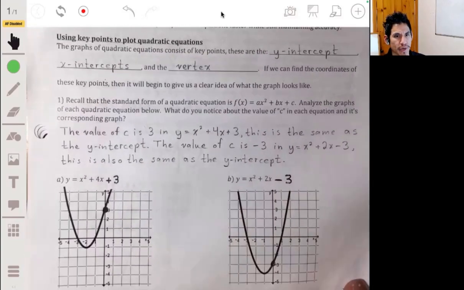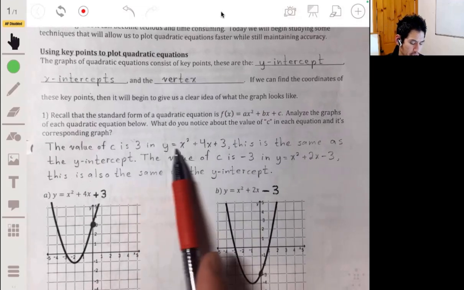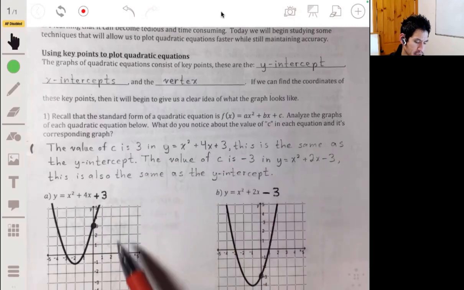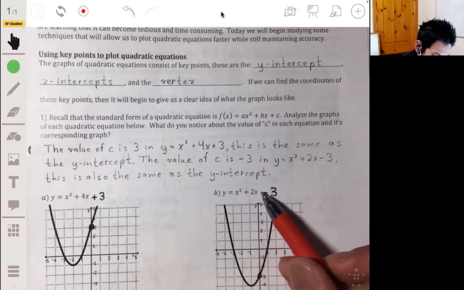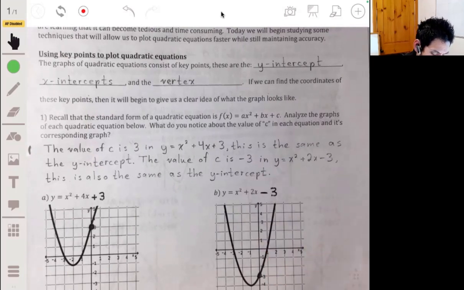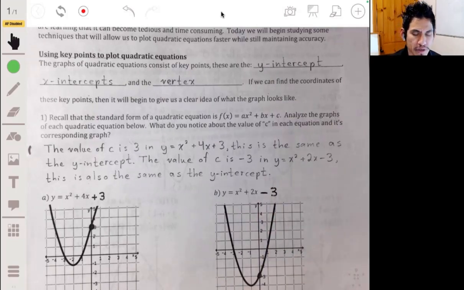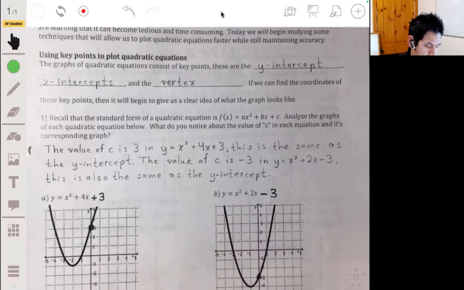Let's first formally write what's going on here. The value of c is 3 in the equation y equals x squared plus 4x plus 3, which is the same as the y-intercept. And the value of c is negative 3 in this equation, which is the same as this y-intercept. Usually when we say y-intercept, we just want to talk about that one number. We'll say, what's the y-intercept here? 3. What's the y-intercept here? Negative 3. But I like to do both. I like to remind my students the y-intercept is a point. That way they don't mix it up with the x-intercepts, and they make sure to think.